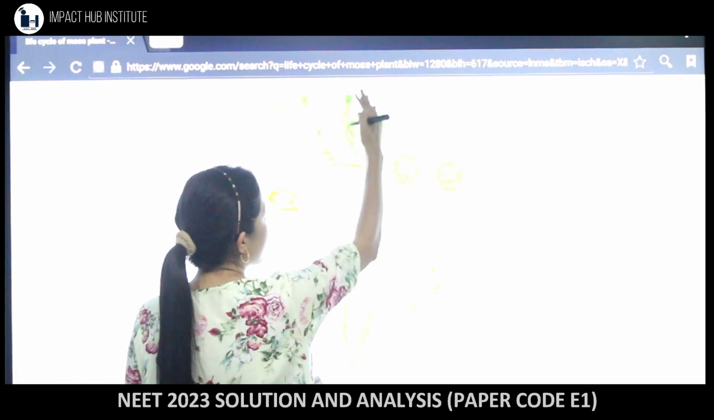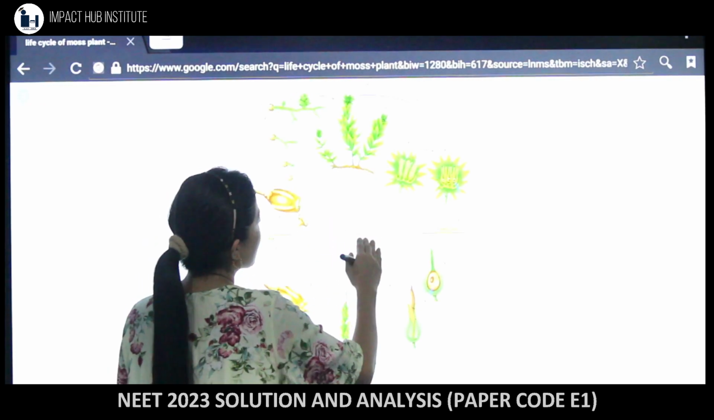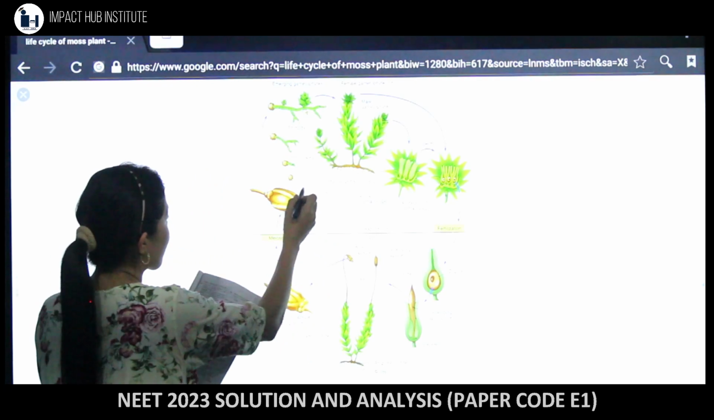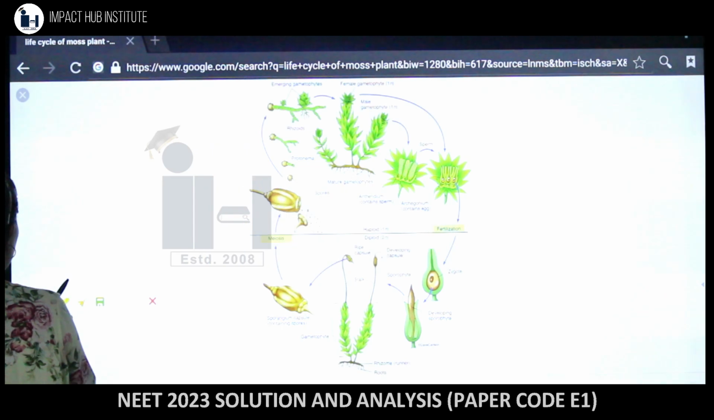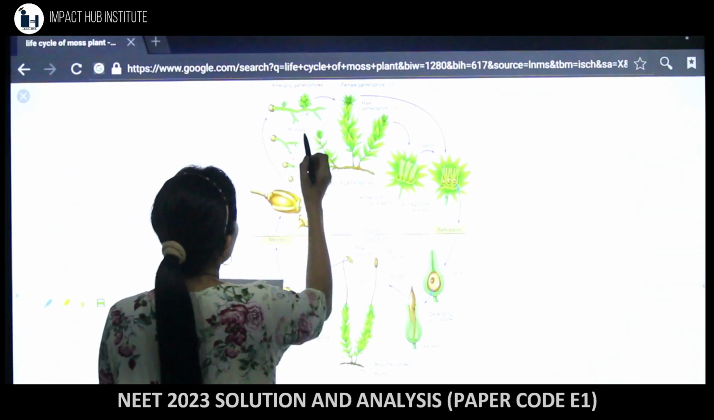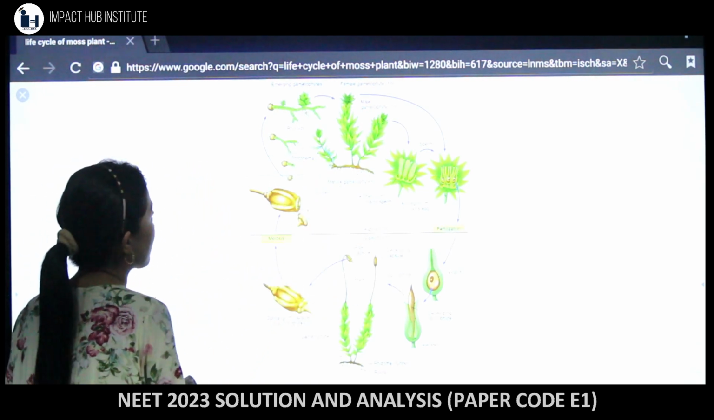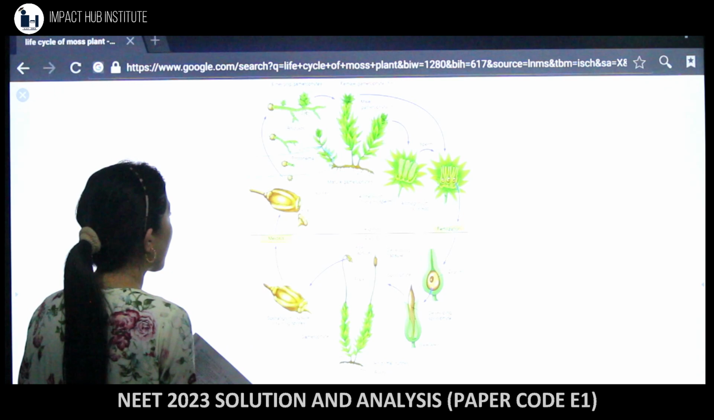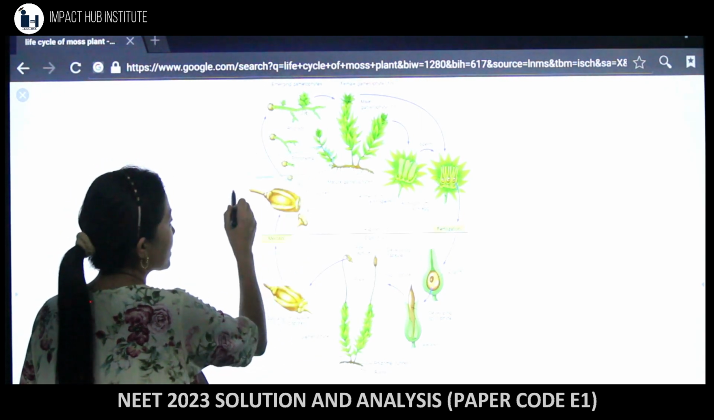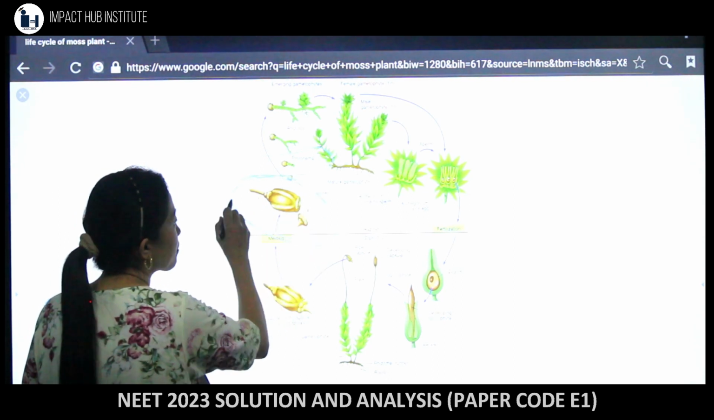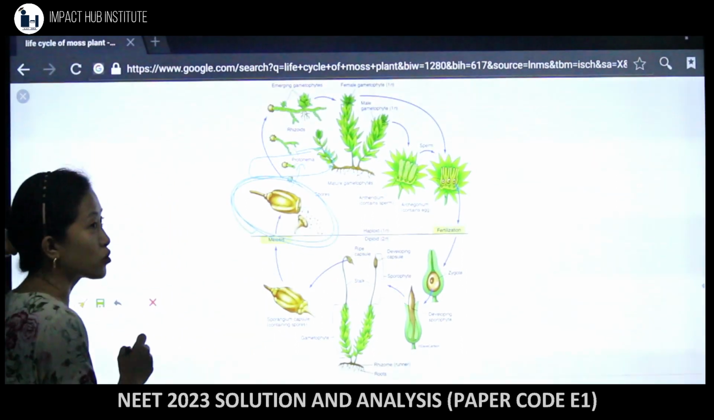So this one is the gametophytic phase, haploid phase. This is the sporophytic phase, that is the diploid phase. So the assertion is correct because it is shown here that the first stage of the gametophytic plant body is the protonema stage. And the reason says that this protonema develops directly from the spores. So we can see here that the capsule will rupture and the spores are released, and these spores will directly give rise to the protonema.